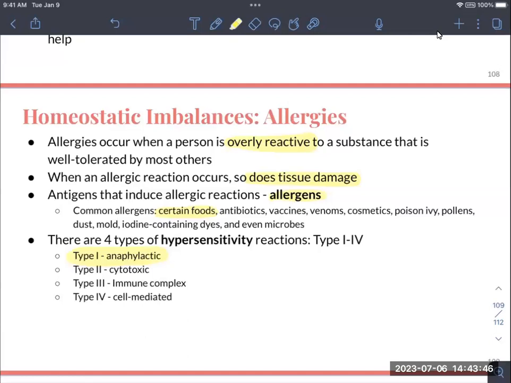There's cytotoxic. That's a type 2 hypersensitivity. Type 3 is an immune complex, and type 4 is cell-mediated.